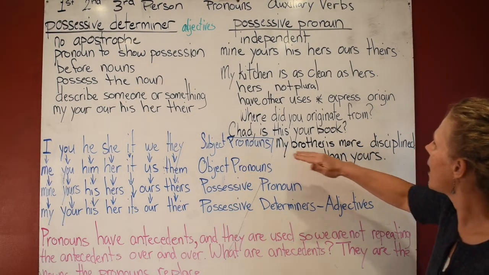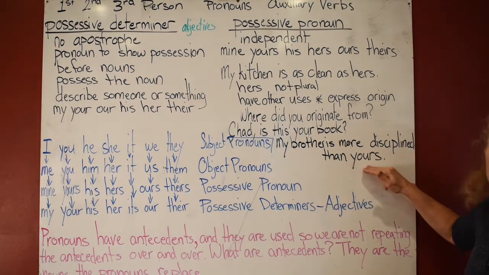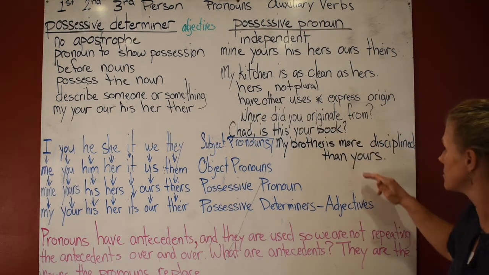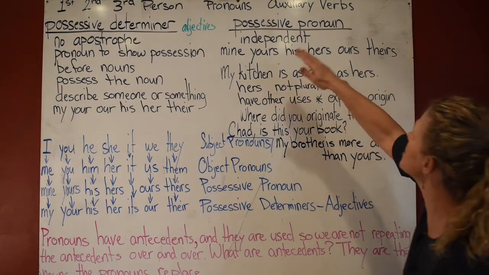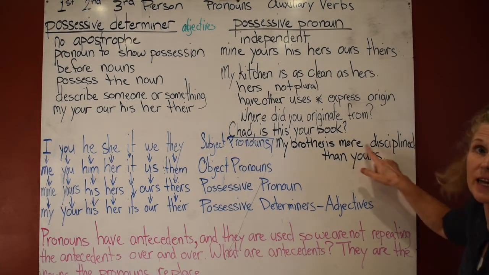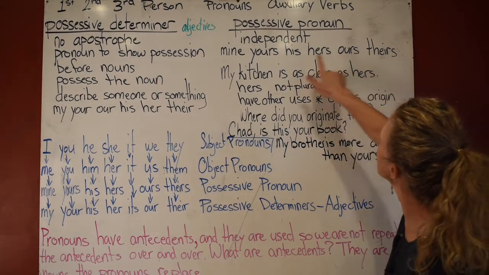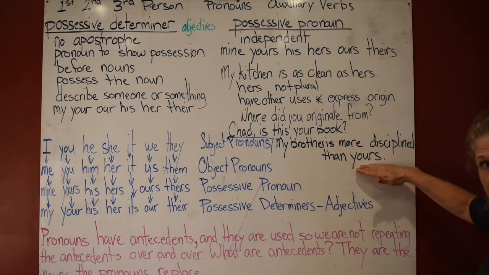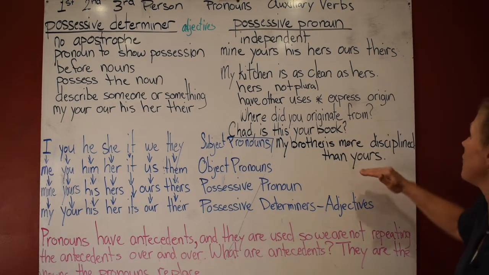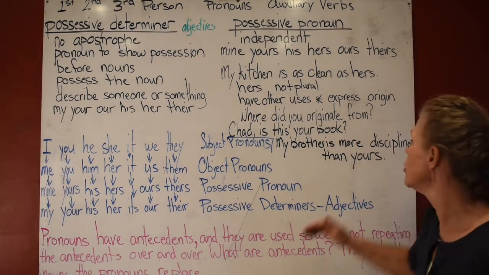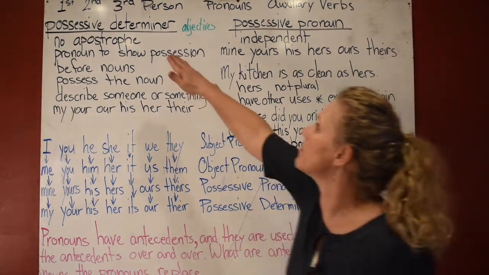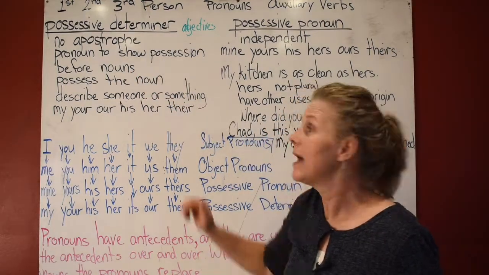Now look at this. My brother is more disciplined than yours. Well, Paul, is this a possessive determiner or a possessive pronoun? Pronoun. Exactly. This is a possessive pronoun. See, it has the S on the end, and it stands alone. This is sitting in a noun position in the sentence. So if it's a pronoun and it sits in a noun position, you know it's a possessive pronoun. If it is describing and it's sitting in front of your noun, you know you have a possessive determiner. That's an adjective.